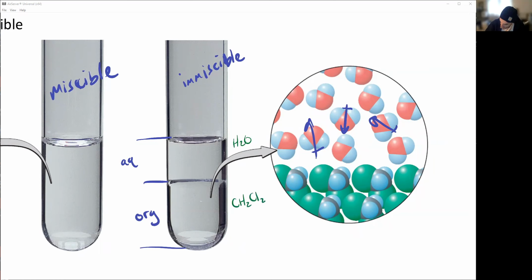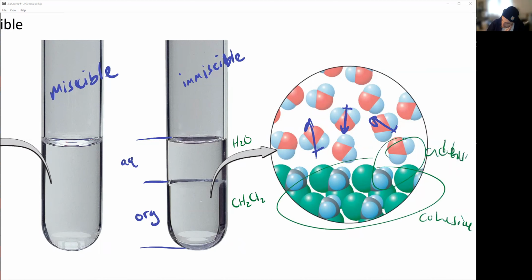CH2Cl2. Turns out that these are actually not strong enough. They're polar, but only slightly so. So the cohesive forces are greater than the adhesive forces. So they prefer to stay together. So this is immiscible. If you shook this up, you're going to see these things separate out.